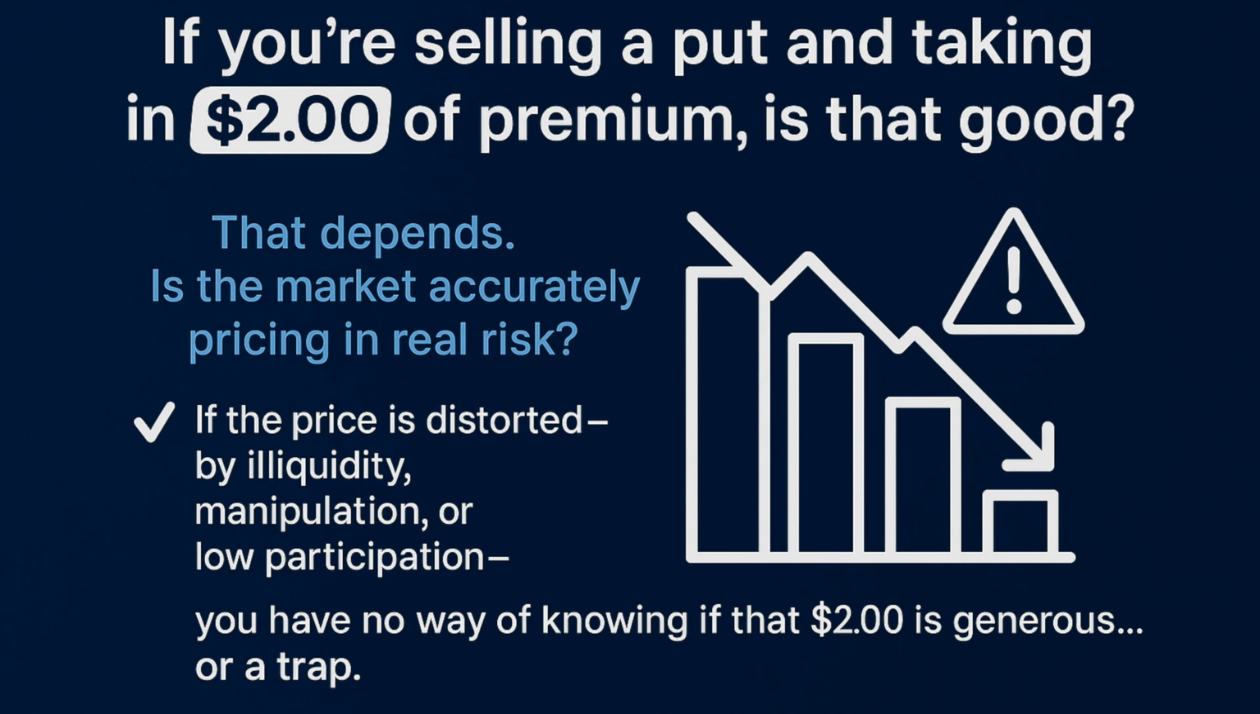Let me give you an example. If you're selling a put and taking in $2 of premium, is that good? That depends. Is the market accurately pricing in the real risk? If the price is distorted by liquidity, manipulation, or low participation, you have no way of knowing if that $2 is generous or a trap. You're basically writing insurance without reading the policy to know what your coverage actually includes.